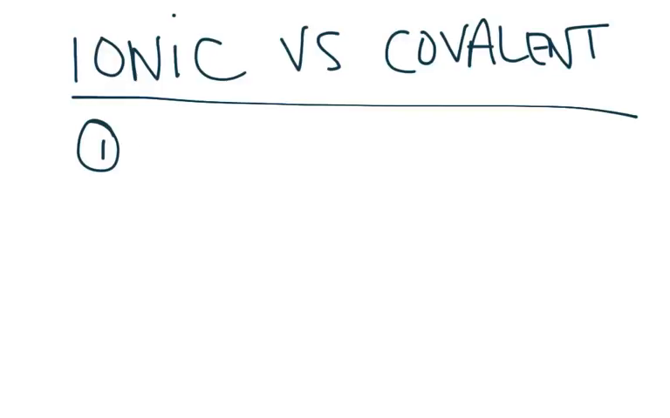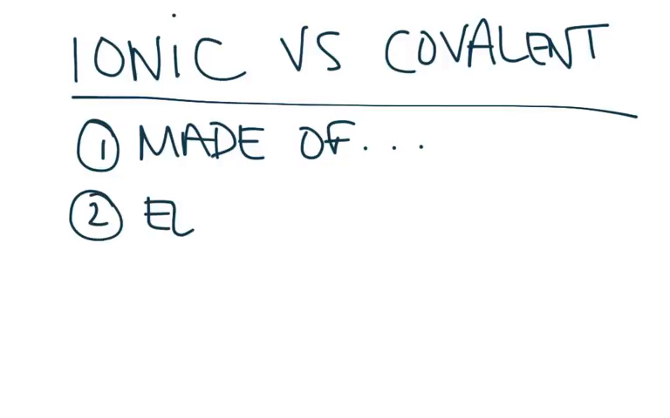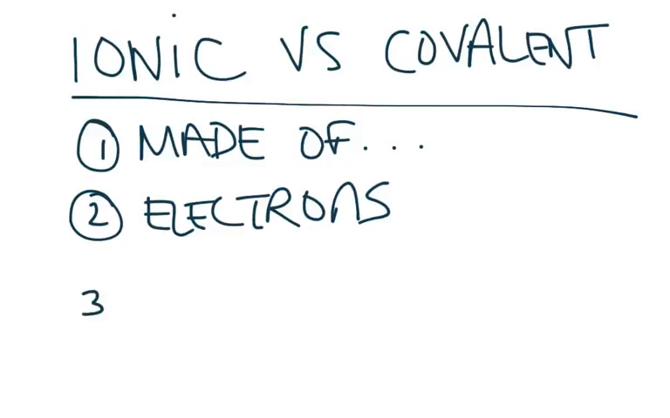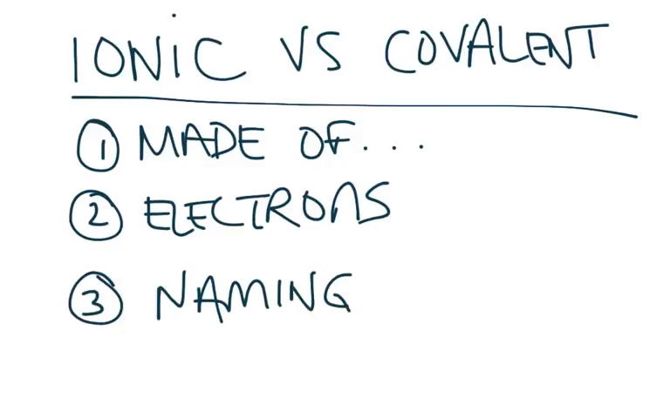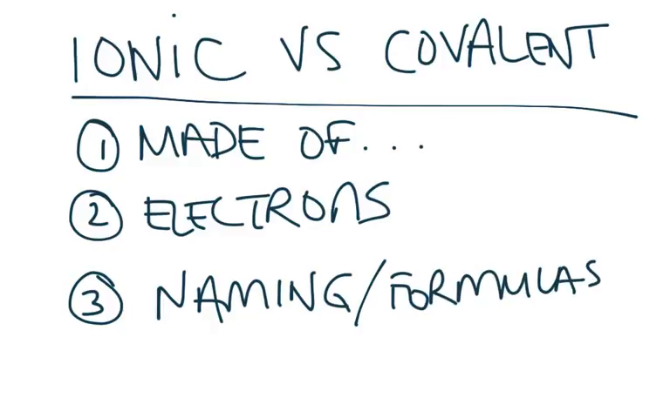One difference we want to talk about is what they're made of. Second difference is what happens to the electrons. Third, and probably the most important difference, is the naming and the formulas. That's going to be the one that you've got to really take some time and think through so that you don't get them confused and you don't get it messed up. So, let's do this one thing at a time. Let's start with what are they made of?